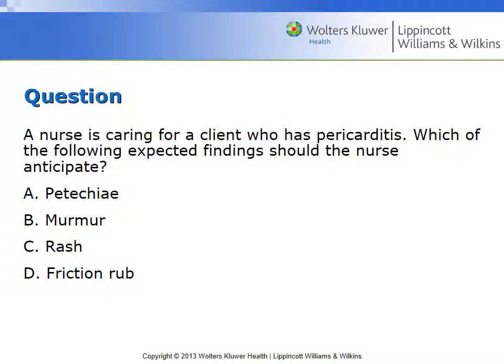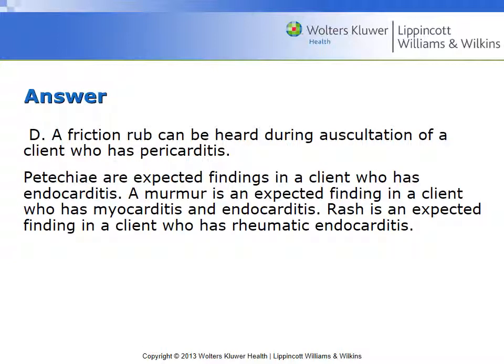A nurse is caring for a client who has pericarditis. Which of the following expected findings should the nurse anticipate? A friction rub can be heard during auscultation of a client who has pericarditis.